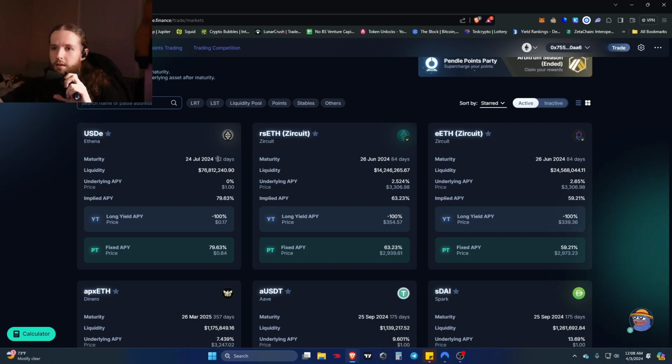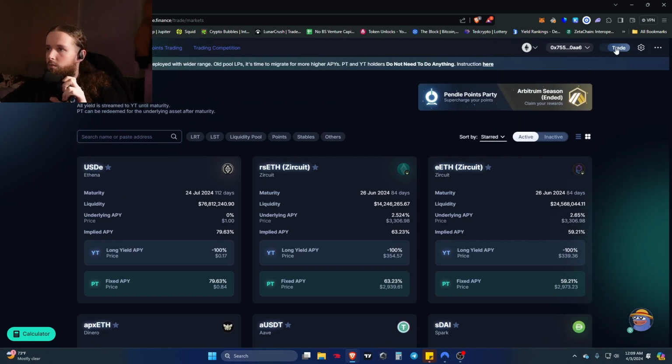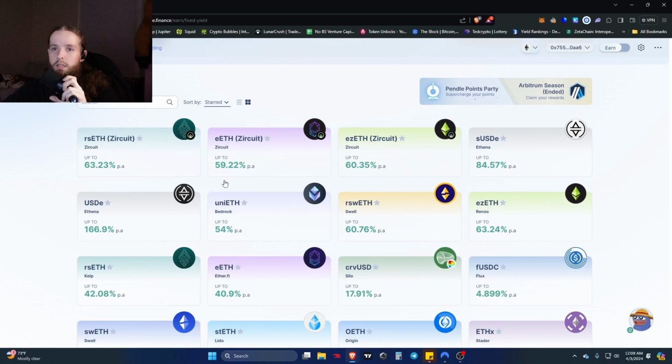If you see here, this is a 112-day pool. It matures on July 24th, 2024, and they tokenize the yield from when the pool started until July 24th of 2024. And they split that into the PT token and the YT token. The YT is the yield token, and the PT is the principal token. So actually, let's go ahead and switch over to the earn tab here so you can see these pools.